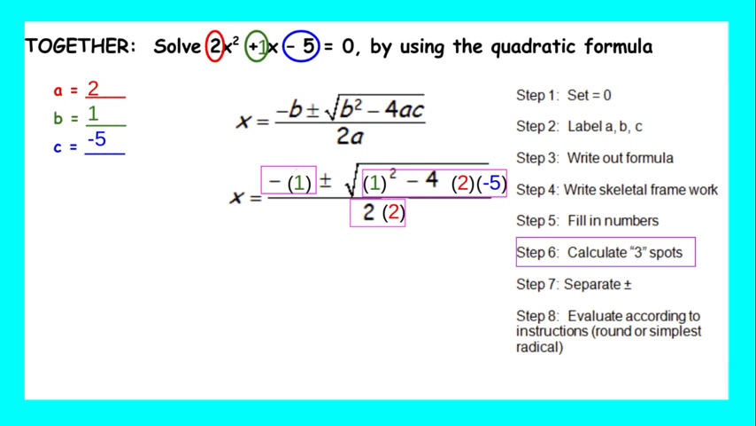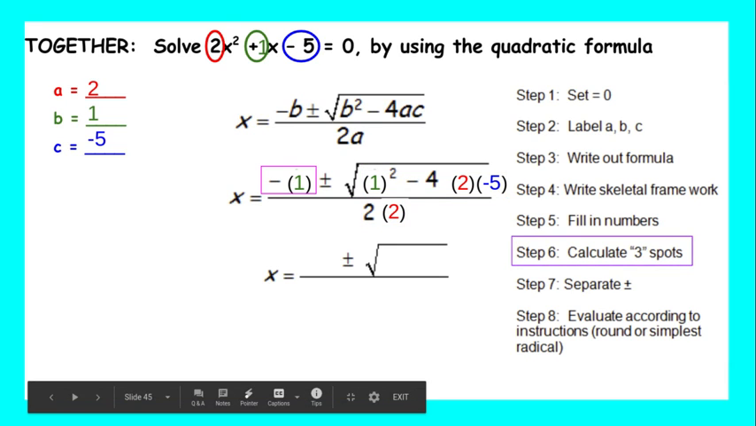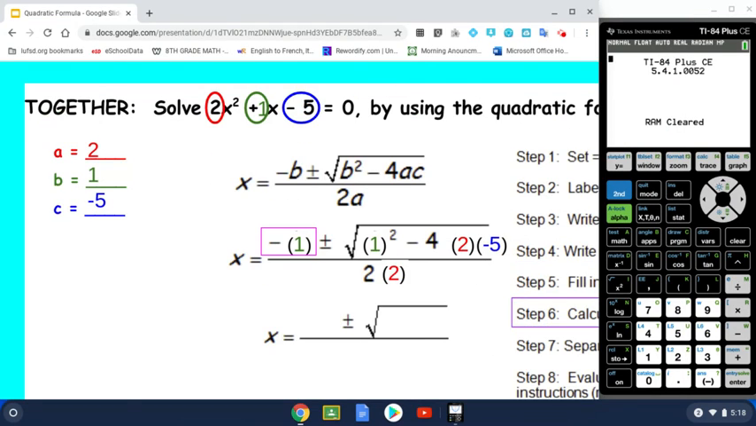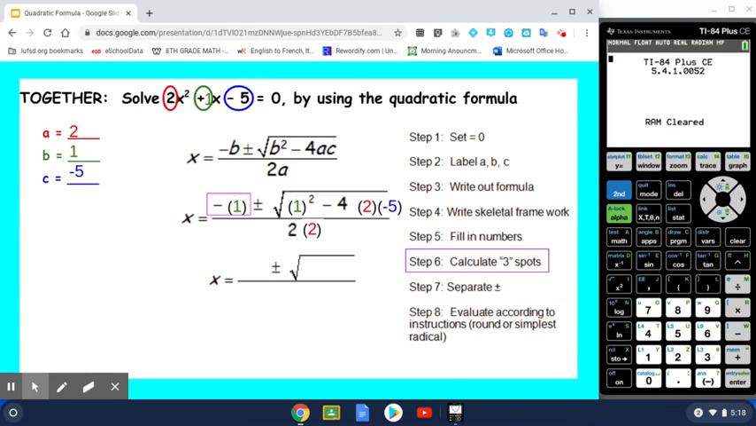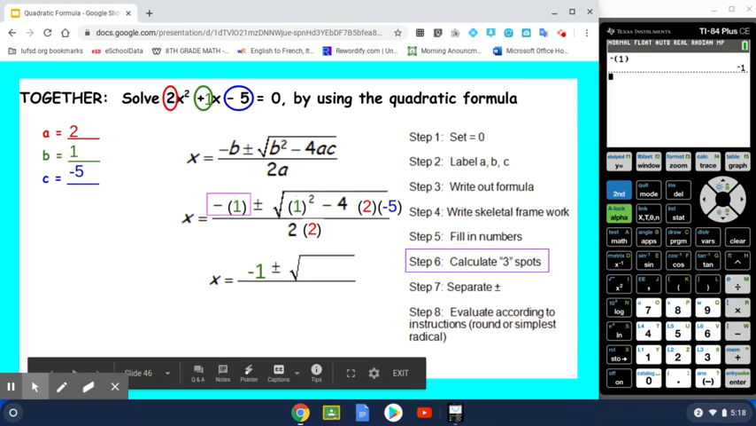Okay, so what we're going to do first is in our calculator, now I'm going to get this up. You'll notice it says negative parenthesis 1 parenthesis. So I'm going to type it exactly as written. Negative parenthesis 1 parenthesis. Press enter and you get negative 1. So that's what I'm going to put in that spot. Plus or minus, keep that radical symbol.